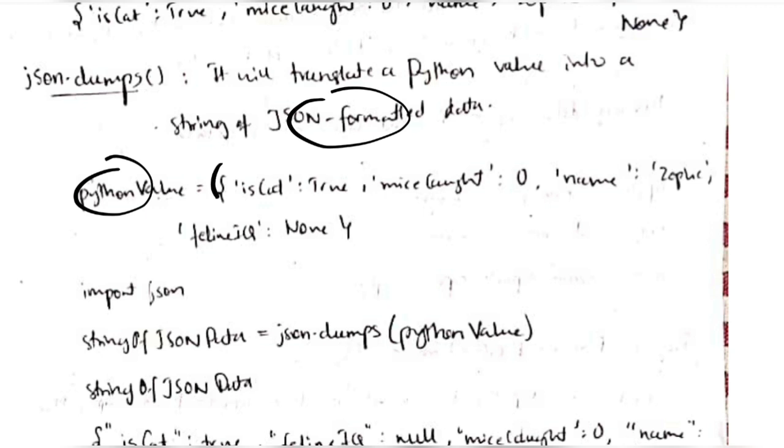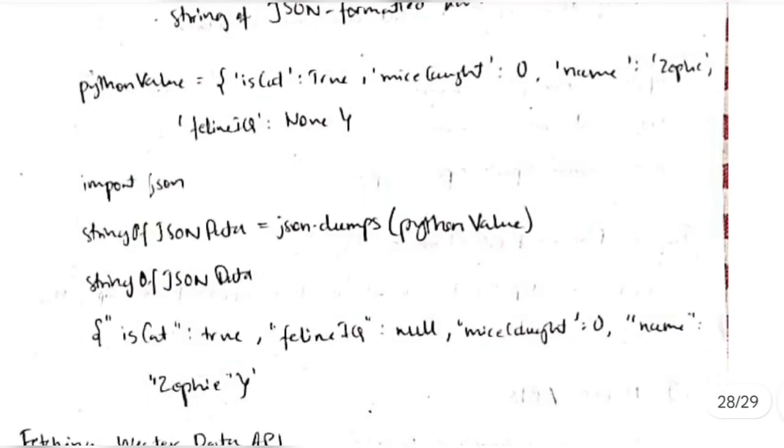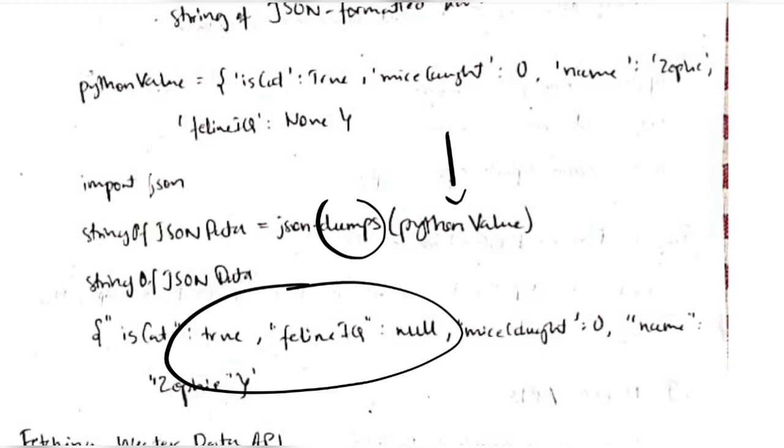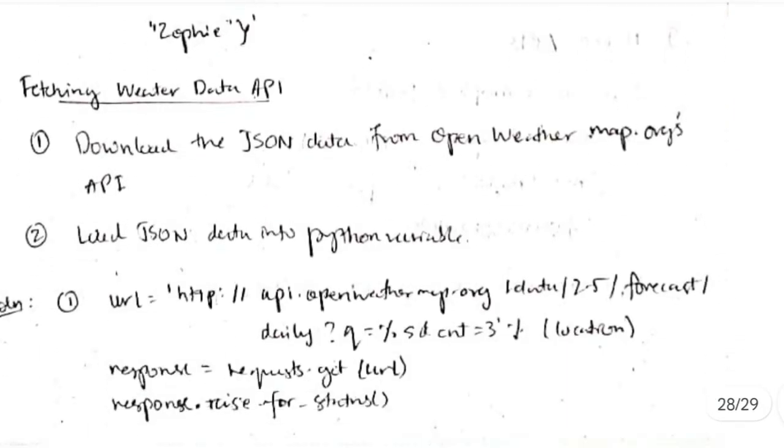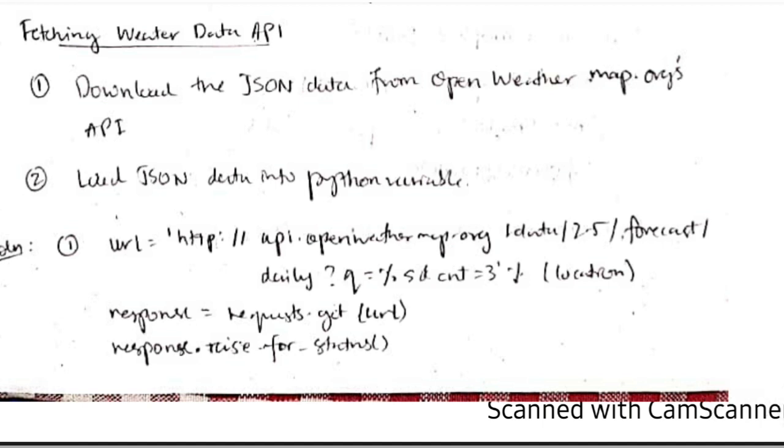Firstly, create a dictionary in Python, whatever you want to add to the JSON. After that, you have to pass the dictionary to the dumps function, and when you display it, it will be displayed in JSON format. Okay, and fetching the weather data API. The first step is to download the JSON data from the OpenWeatherMap.org API.